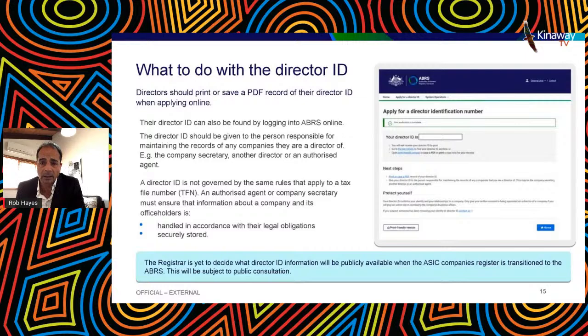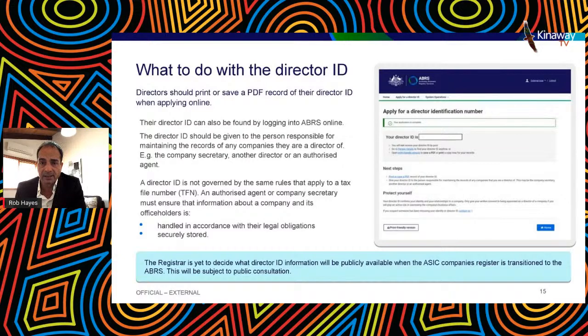abrs.gov.au online account that you would have created, and it should be shared with the company secretary or the person who is looking after the records of the company, whether that be an ASIC registered company or an ORIC registered company. The Director Identification number can be shared with them because it will be used in future. The Director Identification number is a little bit different to a tax file number, whereas it doesn't need to be treated in the same manner.